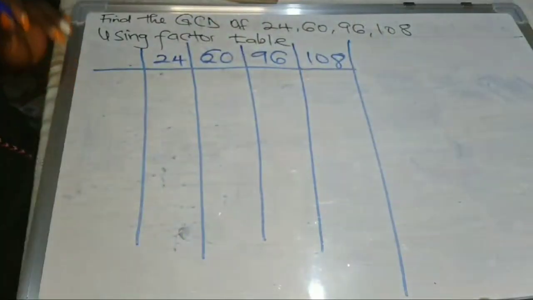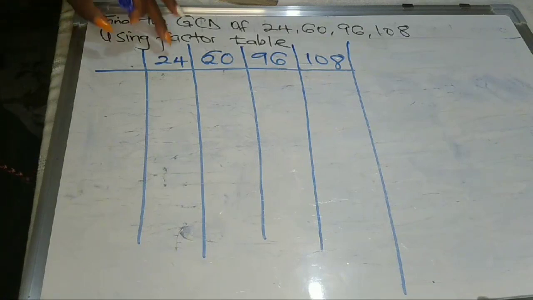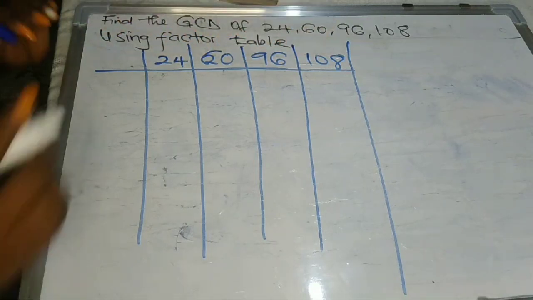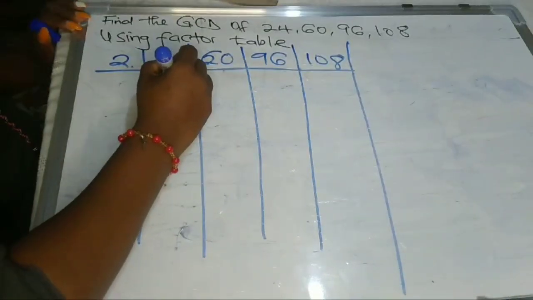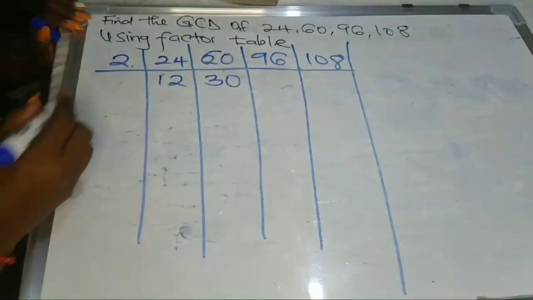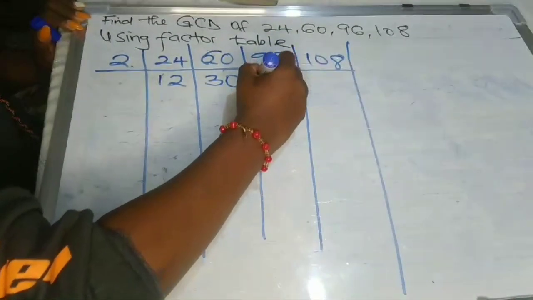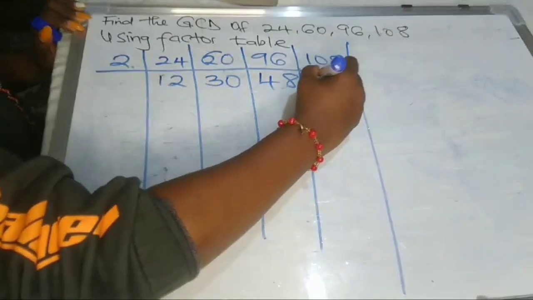Now, because it is the greatest common divisor we are looking for, we are going to use the divisors which divide all the numbers together. Looking at the first prime factor which can divide all these numbers, it is 2. 24 divided by 2 is 12. 60 divided by 2 is 30. 96 divided by 2 is 48. 108 divided by 2 is 54.